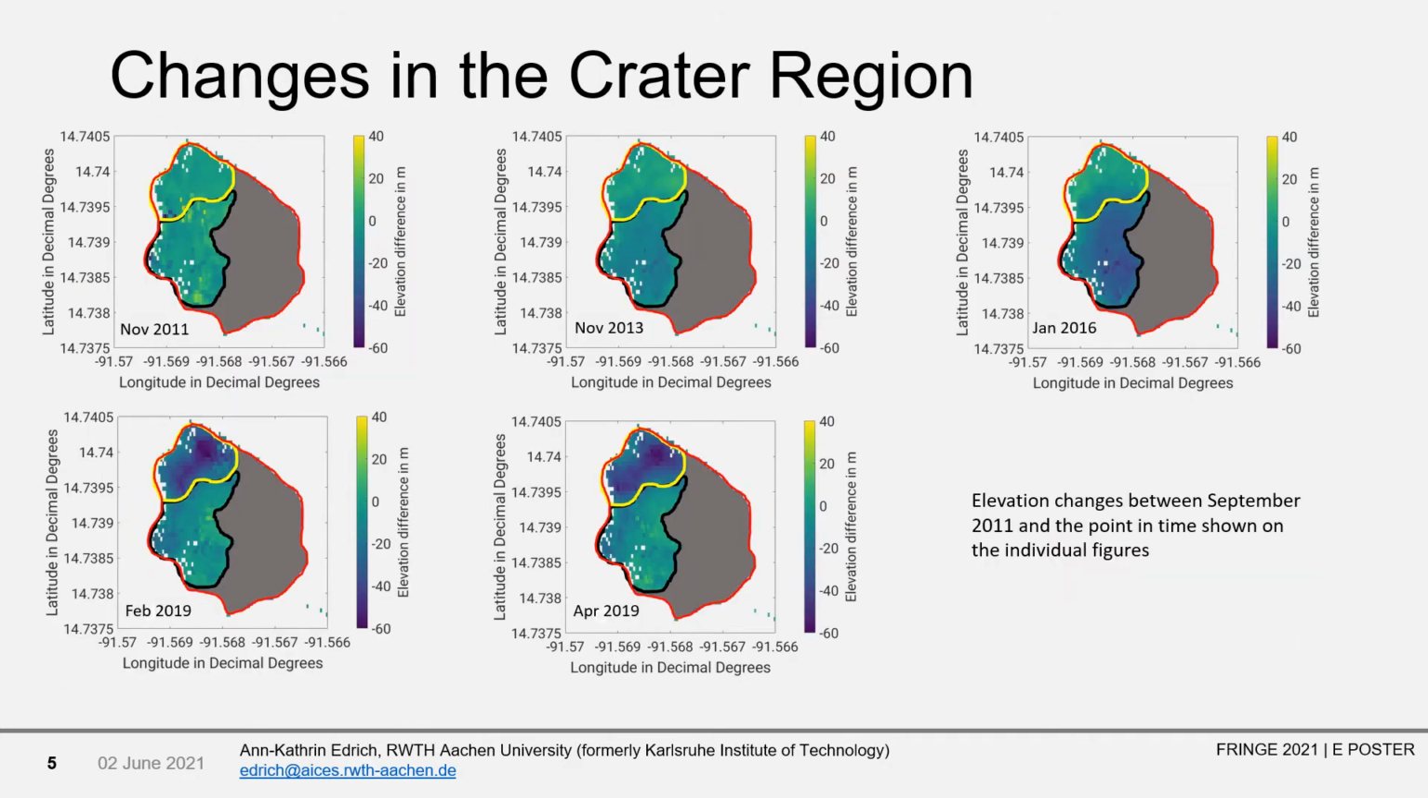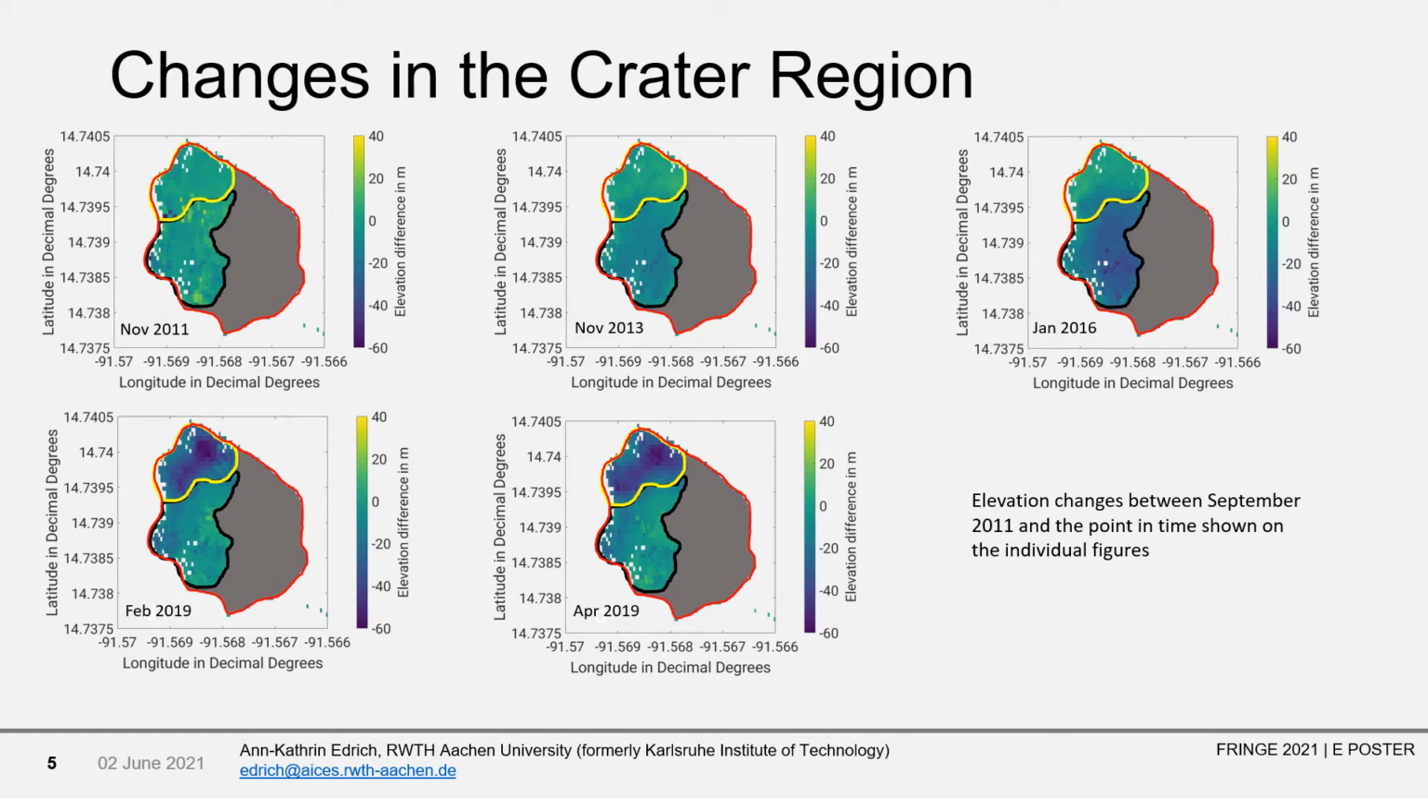Now I would like to present the results of our study, starting with the changes in the crater region. Due to poor coherence in the eastern half, only the western part could be investigated. What you can see on this slide is the elevation difference between the date given on the individual figures and the beginning of our observation period in September 2011.